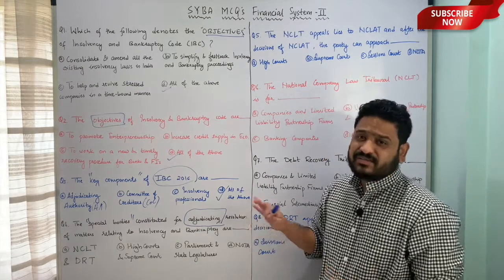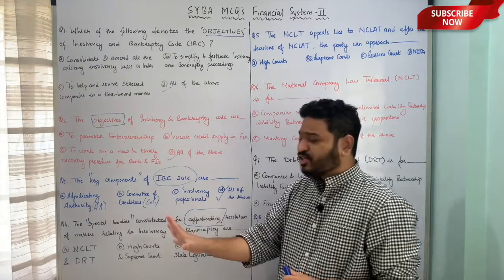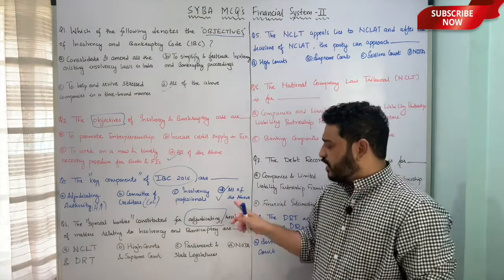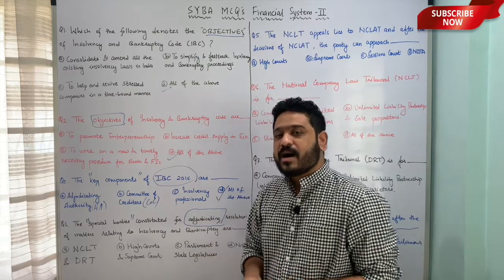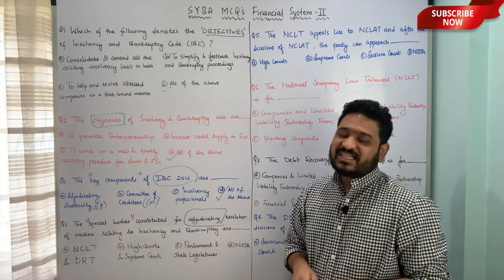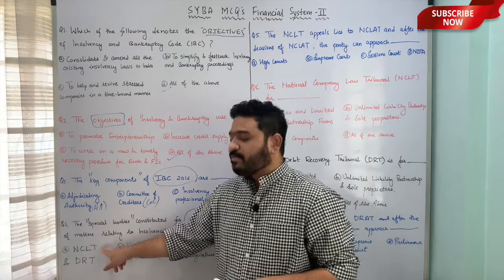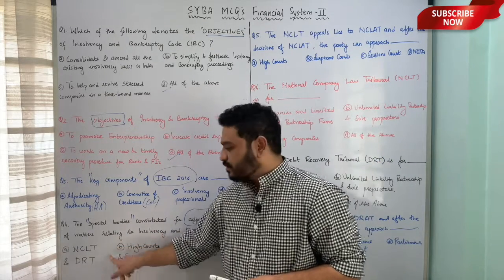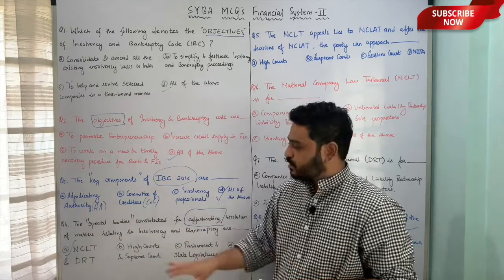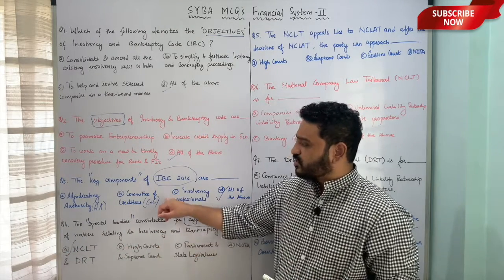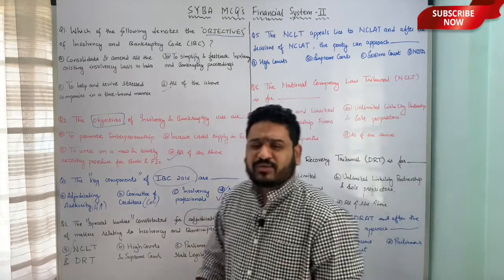The question is very important, might reflect in your paper. The special bodies constituted for adjudicating resolution of matters relating to insolvency and bankruptcy in India are nothing but NCLT and DRT, that is National Company Law Tribunals and Debt Recovery Tribunals. So here option A, NCLT and DRT, is the correct answer. Very important questions, question number 3 and 4. Let us now move to the next one.